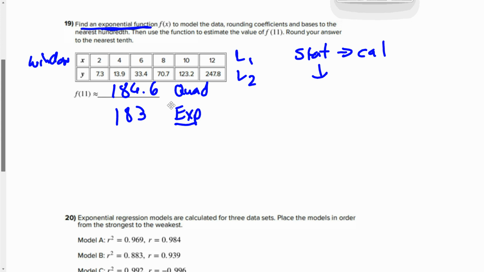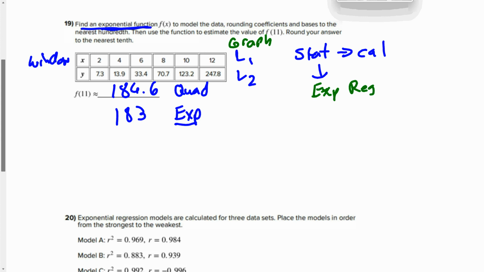Okay, so going on from there, stat, calculate, go down to exponential regression. You might want to graph this to see if maybe it does look like a quadratic, so let me go ahead and graph that real quick. And a little sidebar, if you want to clear your calculator out, your L1, L2, just highlight L1 and hit clear and hit enter. Go over to L2, hit clear and hit enter, and it'll clear those for you.